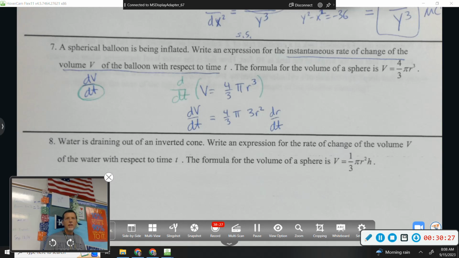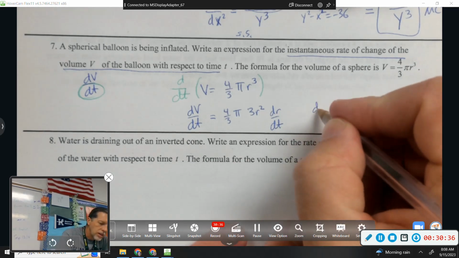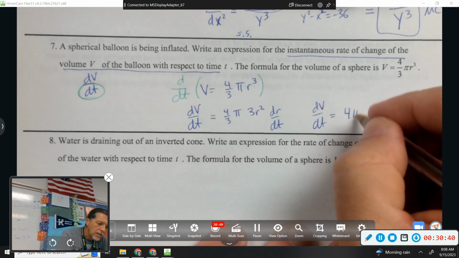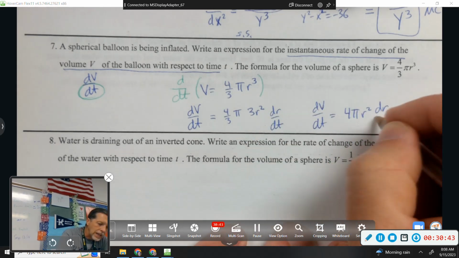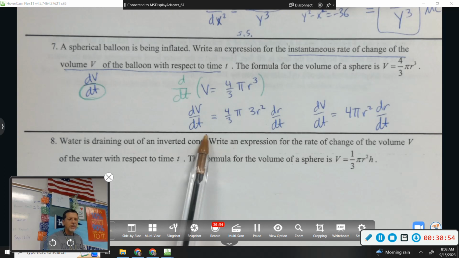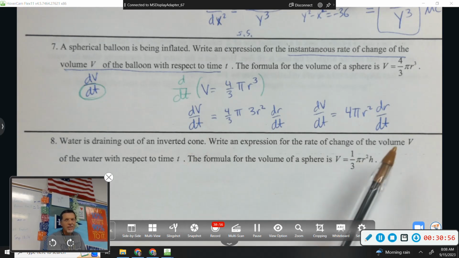And so this is a great example of where the prime notation doesn't work. I can't use V prime and r prime because I've got all these different variables. So dV/dt, some of this cleans up a little bit. 4 pi r squared dr/dt. Because it's not dx anymore, it's dt. But it's still the same rules, it's just now there's a t in the bottom instead of an x.